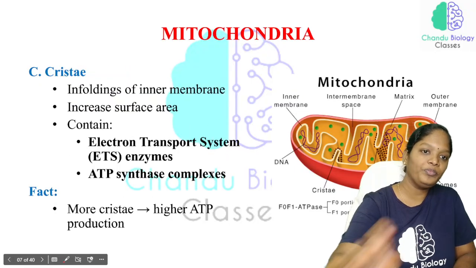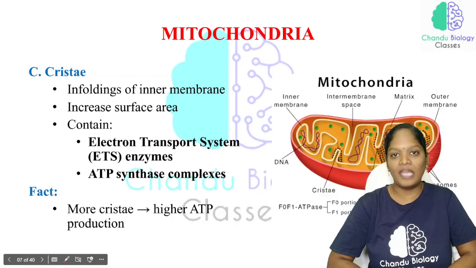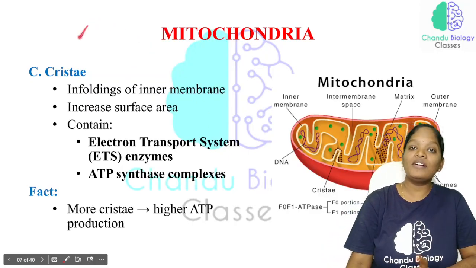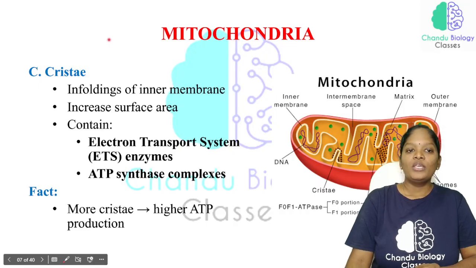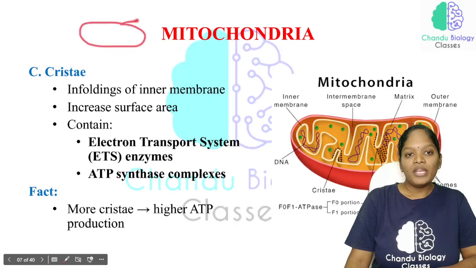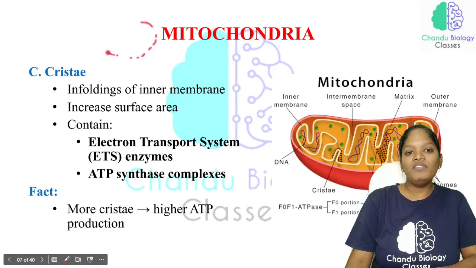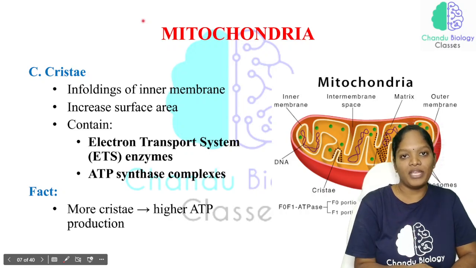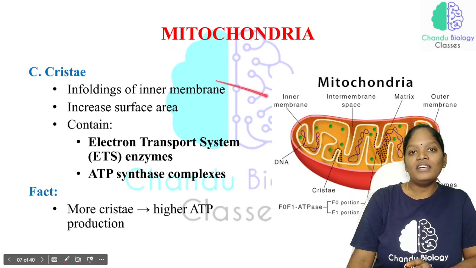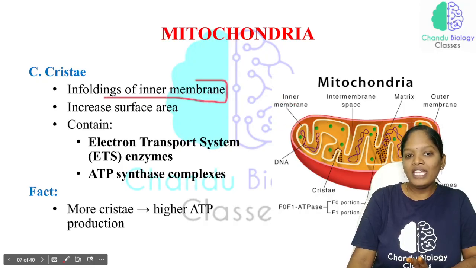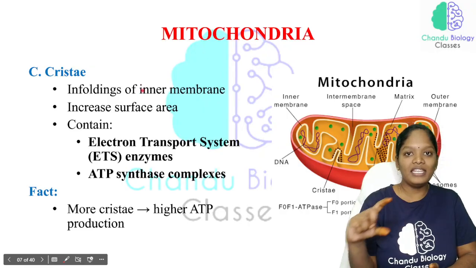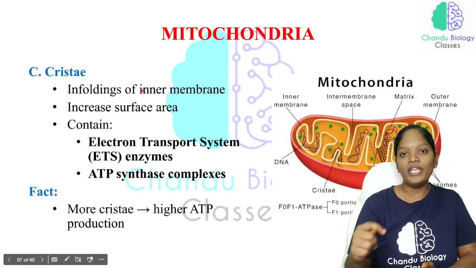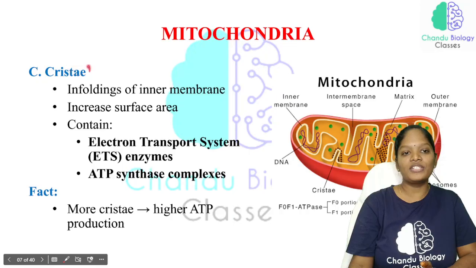Right, now the third important structure will be the cristae. We have studied the inner mitochondrial membrane. So see, we have an inner membrane and an outer membrane. Between these two, we have a space, and that space is called the intermembrane space. Okay, so there is a folding. This is the folding of the inner membrane, and that folding structure is called cristae.